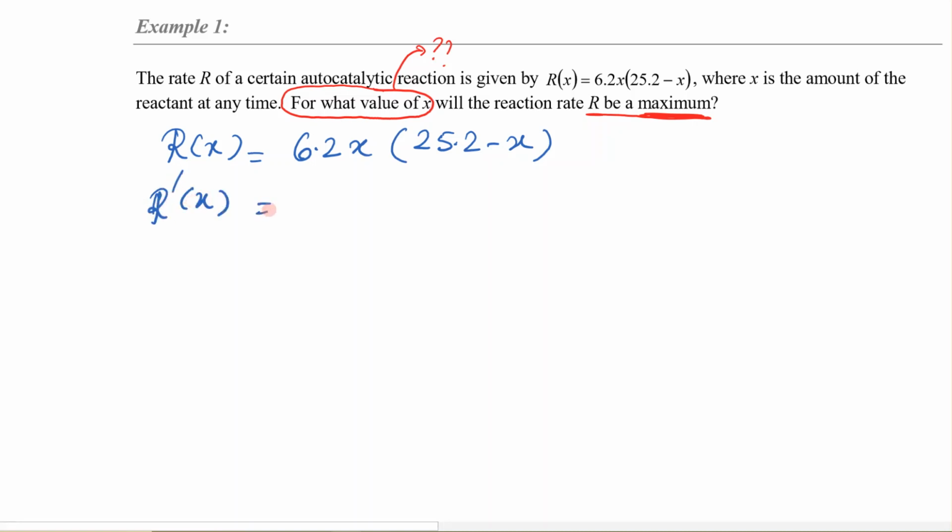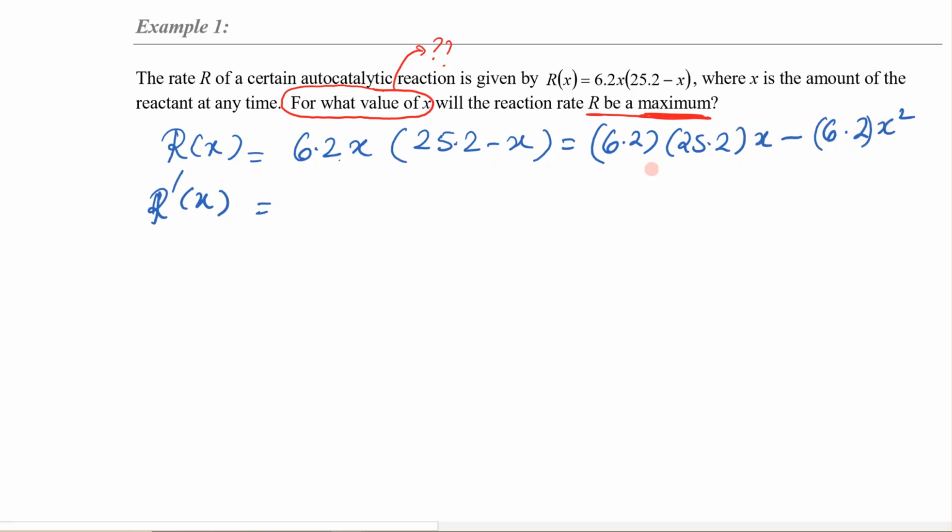So the first derivative of this would be, so before taking the derivative, I would like to expand it because I don't want to use the product rule. So I can just simply use the power rule in this case. So when we expand it, we get 6.2 times 25.2 times x minus 6.2 times x squared. So I simply just expanded it.